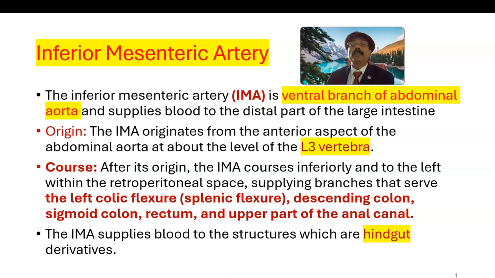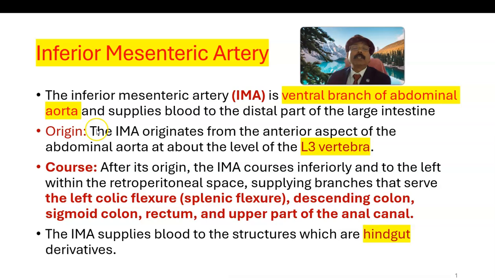Dr. Dewan S. Raja. Today I will discuss the anatomy of the inferior mesenteric artery. The inferior mesenteric artery, also called IMA, is a ventral branch of the abdominal aorta. Ventral means anterior branch of the abdominal aorta, and it supplies blood to the distal part of the large intestine. So this is an artery for the hindgut. We have the artery for the foregut, the celiac trunk, and the artery for the midgut, the superior mesenteric artery.